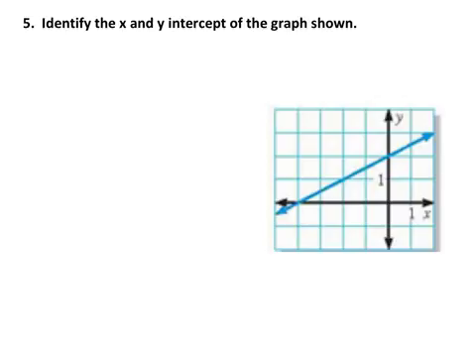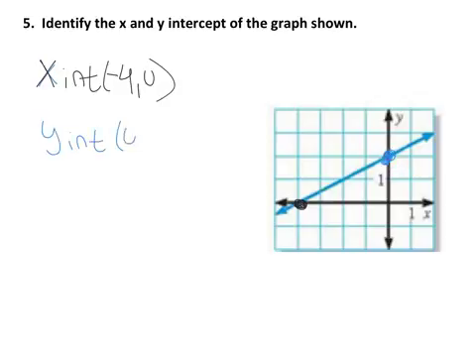Identify the x and the y-intercept of the graph shown. So x-intercept right here, the y-intercept right here, count. -1, -2, -3, -4. So the x-intercept, -4, 0. Now find the y-intercept, count. +1, +2. The y-intercept, 0, 2. Okay? Let's take a look at some word problems now.